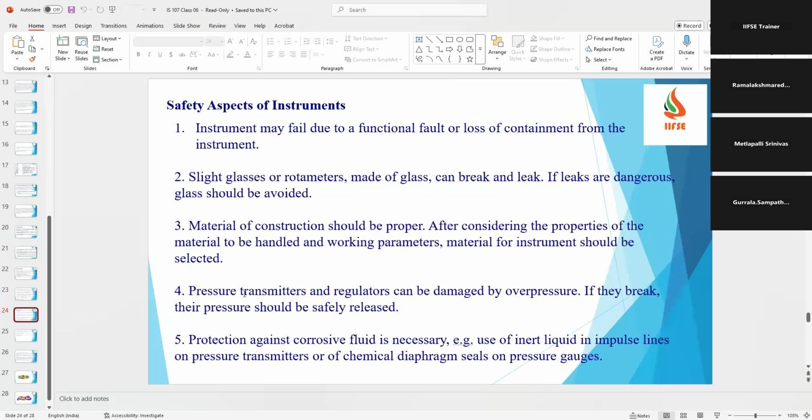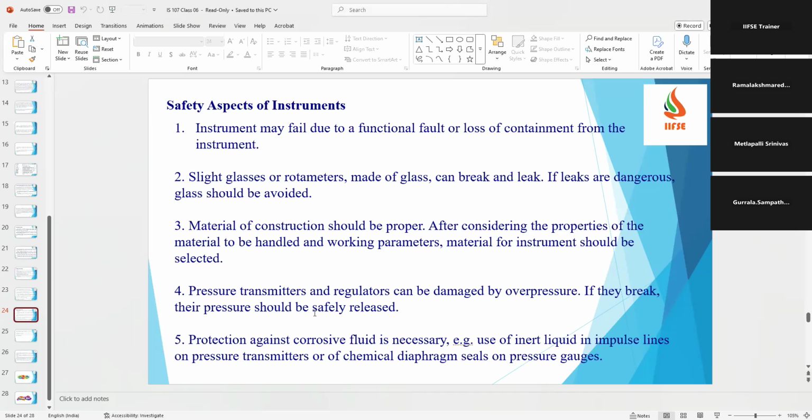Okay, now some of the safety aspects with respect to the instruments. Instruments may fail due to a functional fault, loss of containment from the instrument, or failure of the sensors or integral parts of the instrument. Sight glasses or rotameters made of glass can break or leak. If leaks are dangerous, glass should be avoided. Some instruments have glass, and if there is a probability of damage to such glasses, we can avoid the glass.